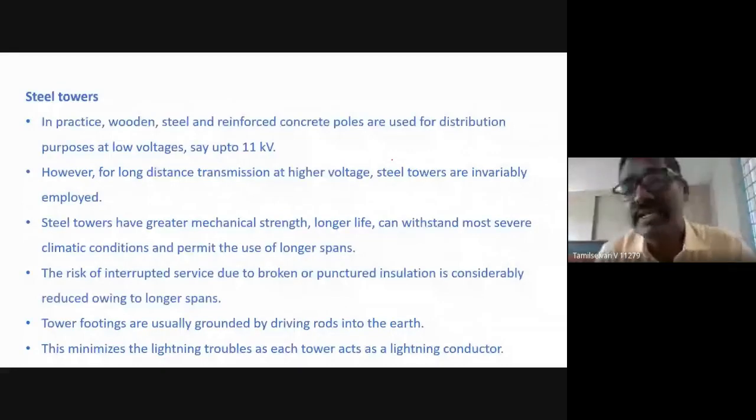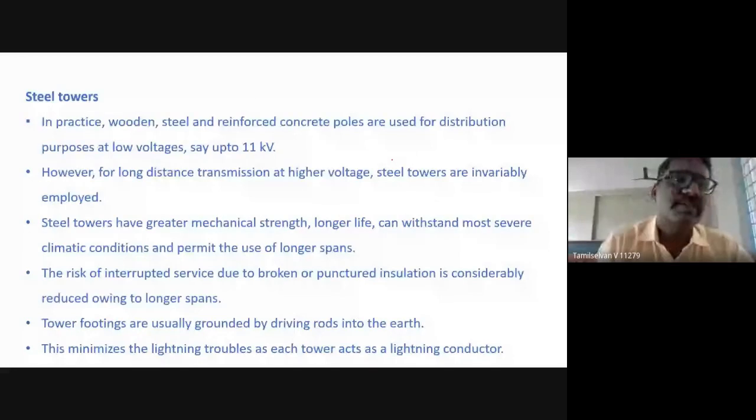I think in the first unit, the first module, we have studied about lightning and the lightning arrestor. So when you are placing the lightning arrestor on the top of the towers, the lightning will strike the tower, not your conductor, so that we can avoid the surges on your conductors. That is one of the main things with respect to steel towers.